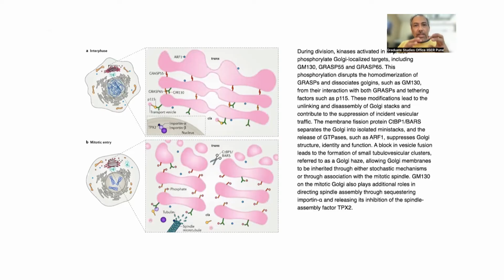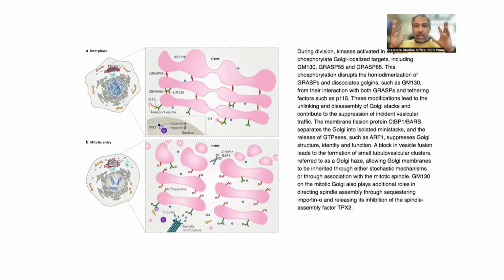These are all proteins that are vital to keeping the architecture of the Golgi. These are structural proteins. The phosphorylation disrupts the homodimerization of GRASPs and dissociates Golgins such as GM130 from their interaction with both GRASPs and tethering factors such as P115. What the cell is essentially trying to do, like with the ER and the nucleus, is there are proteins that are keeping this architecture. These are getting modified in such a way that they lose their functionality. They lose their ability to keep these structures together.